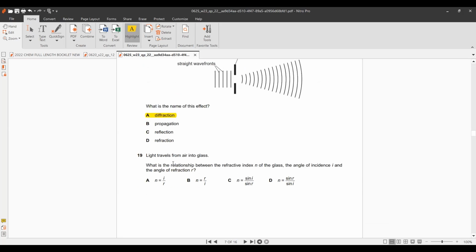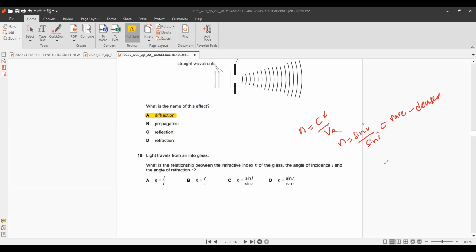In the next question, they have told us that the light travels from air into glass. What is the right relationship of n from glass into air? So we know that we have three formulas for n. c over v, speed of light in vacuum over speed of light in that medium. n is equal to sine i over sine r. This is applied when light is entering from rarer to denser medium.